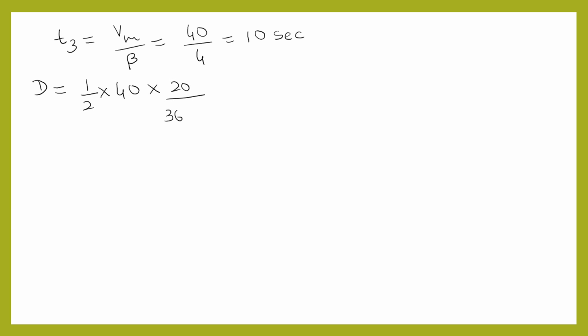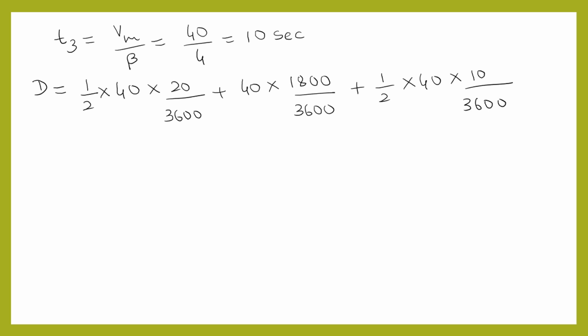So we have T3 equal to Vm by beta, that is 40 by 4, that is 10 seconds. So time duration for braking retardation is 10 seconds. So now we can calculate the distance between stations D. So it is half into 40 into 20 by 3600 plus 40 into 1800 by 3600 plus half into 40 into 10 by 3600. Solving this, we get the value of D equal to 20.17 kilometer.